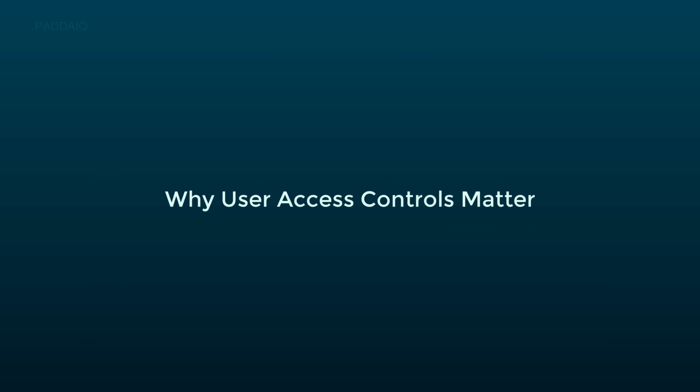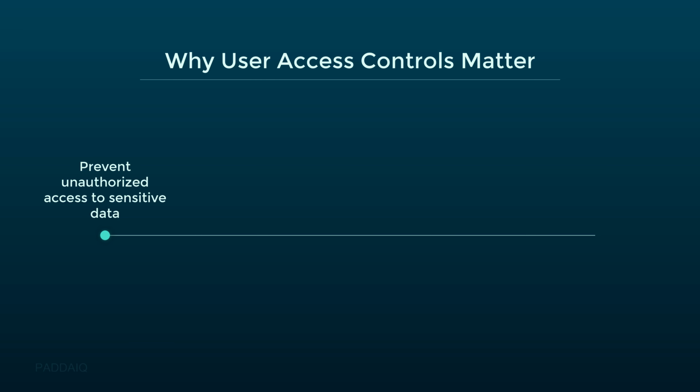Why user access controls are critical for enterprise security. Prevent unauthorized access to sensitive data. This means only approved people can view or use confidential information. For example, in a hospital, only doctors treating a patient should access their medical records, not all staff. Ensuring this protects both the organization and individuals from data breaches and misuse.